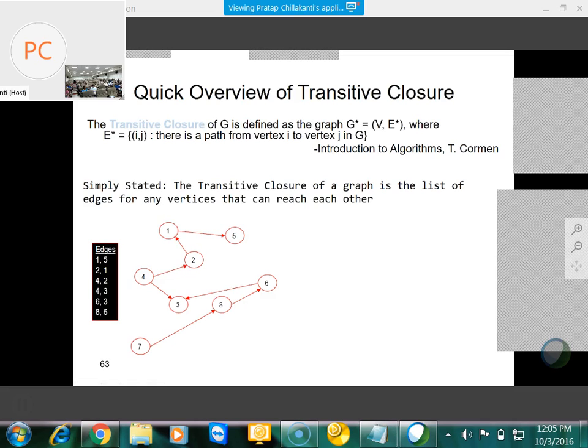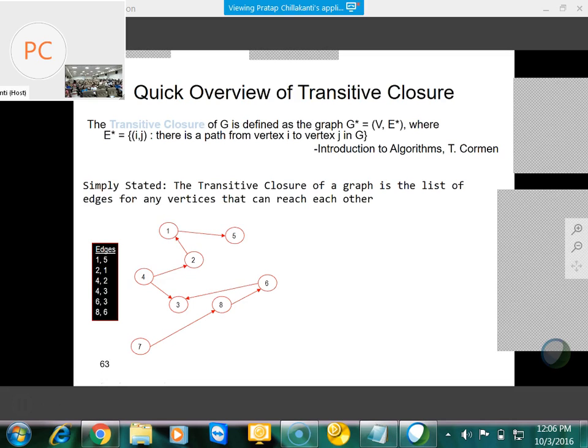So here, if you see the graph on the left, you have these nodes 1 through 8. 1 to 5 is connected, 2 to 1. So the edges that are connected are 1 to 5, 2 to 1, 4 to 2. That's the table that you see here. 4 to 3 is connected, 6 to 3, like that. So now you want to find the transitive closure of this graph.